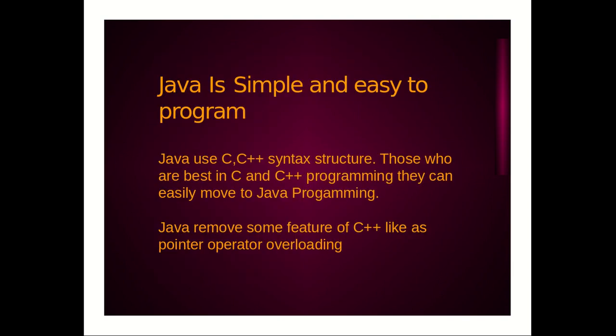Java is a simple and easy programming language. Java uses C and C++ syntax structures. Those who are good in C and C++ can easily move to the Java programming language. Java removes some features from C, like pointers and operator overloading. So those who are good in C and C++ can easily move to Java.